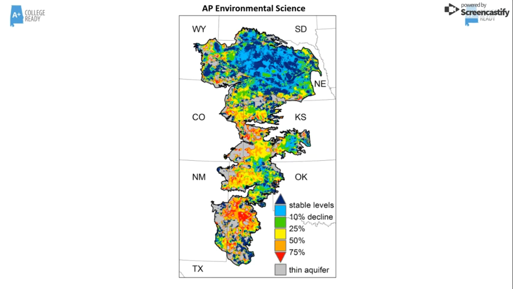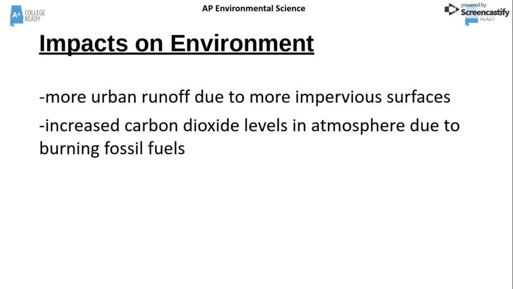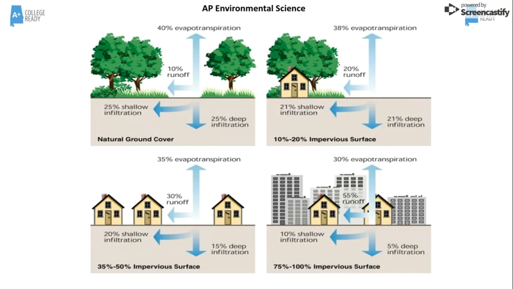This graph shows the Ogallala aquifer levels. And this diagram shows how salt water can intrude or get into aquifers if the fresh water is depleted. Other impacts of urbanization are more urban runoff due to impervious surfaces and increased carbon dioxide levels in the atmosphere due to the burning of fossil fuels. This picture shows how evapotranspiration, runoff, and infiltration all change as areas become more urban.